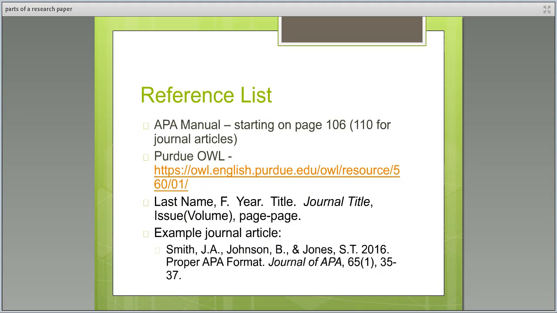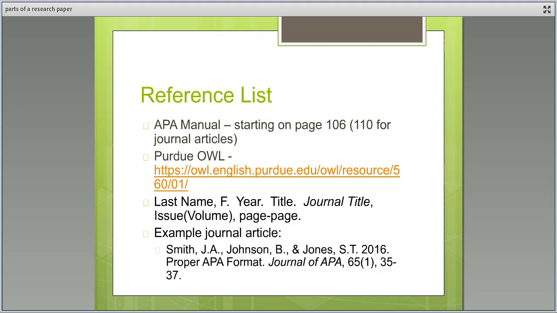Your reference list is very important to format correctly. It's only worth a few points, but you're going to see this every single week, so you want to make sure that you're getting it right so you don't continuously lose points. You can look in your APA manual starting on page 106. That's page 110 specifically for journal articles. And you can also go to Purdue OWL to see their resources on APA formatting.